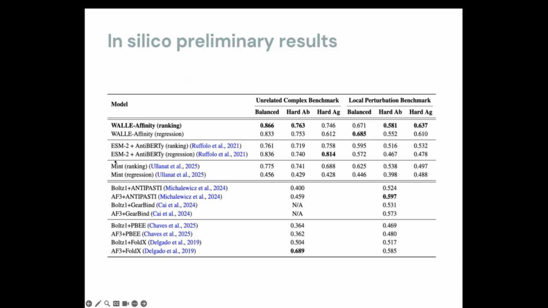We also compare with a very recent model. This is MINT, which was published just a few months ago. MINT is a protein language model, but it's a hybrid because it also has information about protein-protein interactions. So in a sense, it's a bit more aware of interaction between proteins.